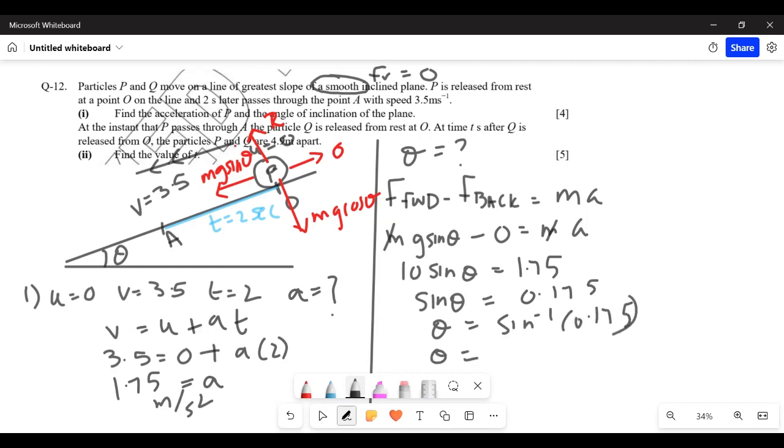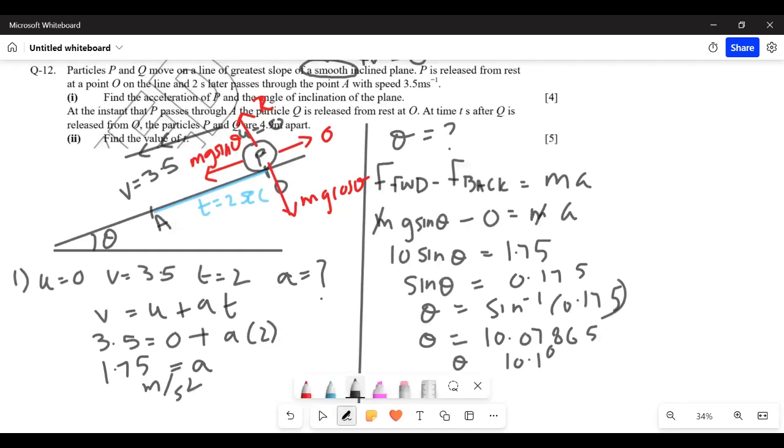What do we get? 10.07865. So rounded to 10.1 in one decimal place. Angles in degrees get rounded to 1 decimal place. So this is 10 point, it's better to use the longer answer, 0786.